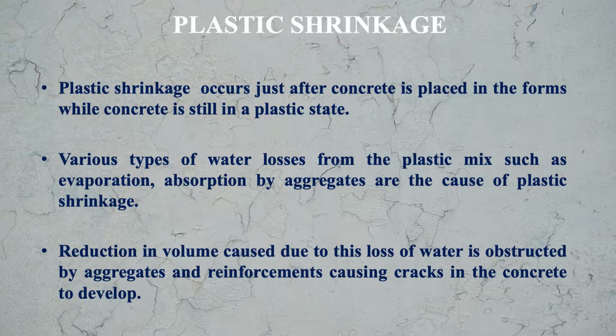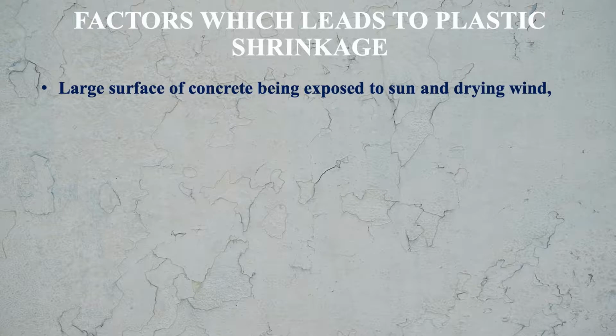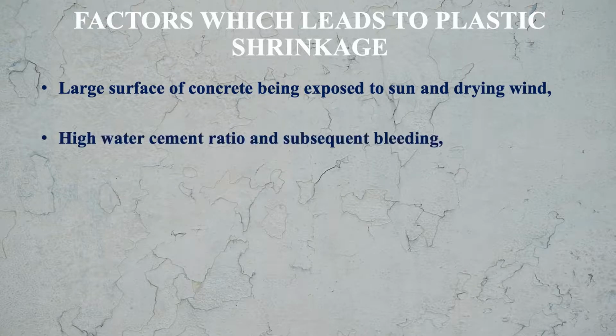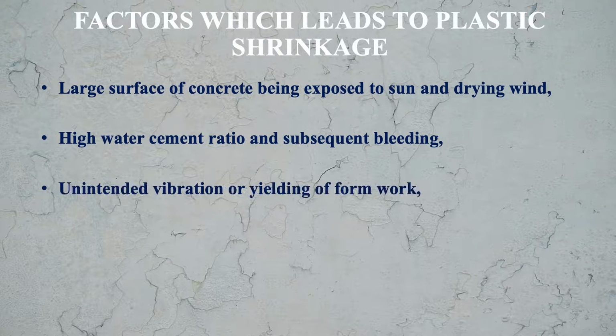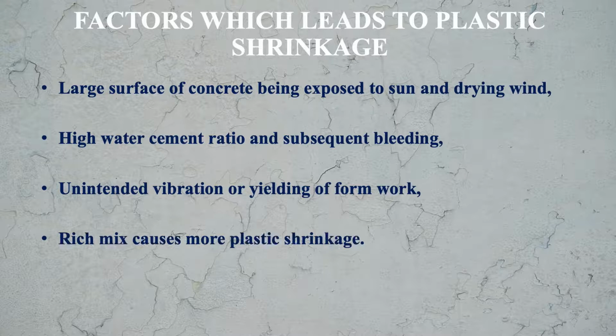the concrete to develop. Now the factors which lead to the plastic shrinkage are: large surface of concrete being exposed to sun and drying wind. Second is high water cement ratio and subsequent bleeding. Third is unintended vibration or yielding of formwork. And fourth is rich mix causes more plastic shrinkage.